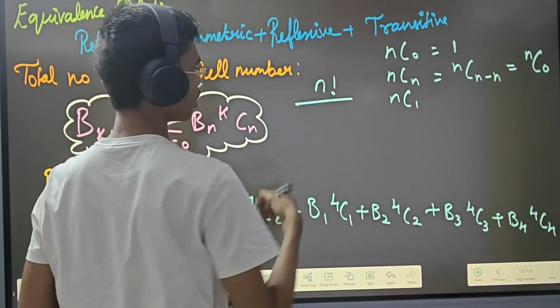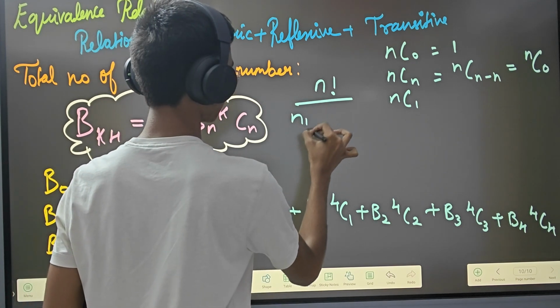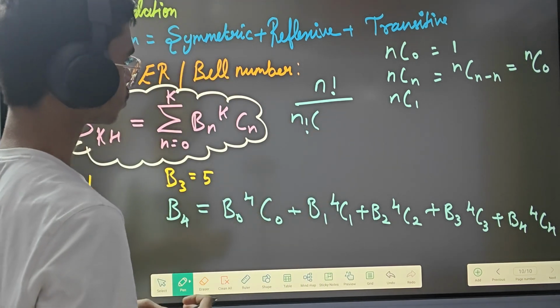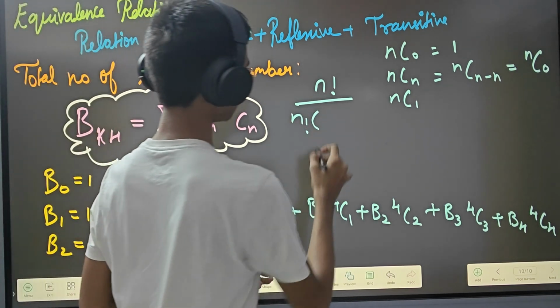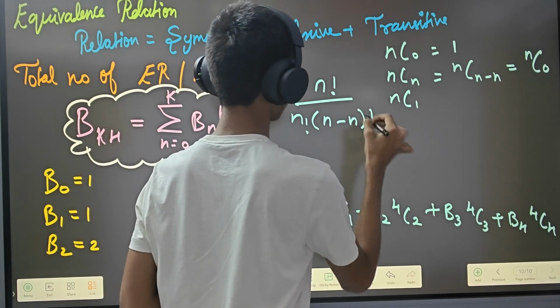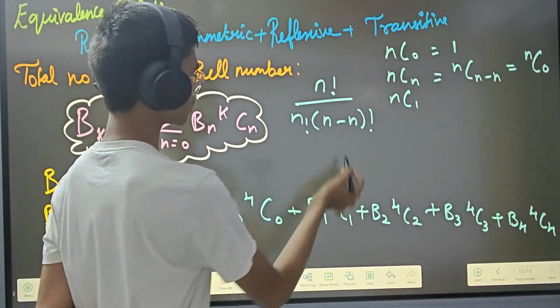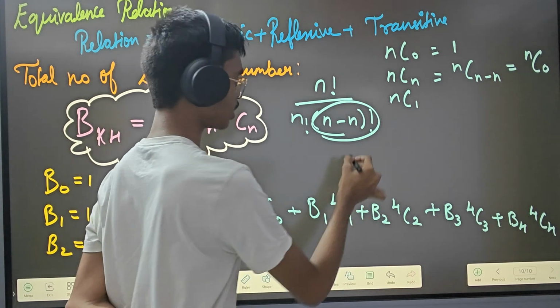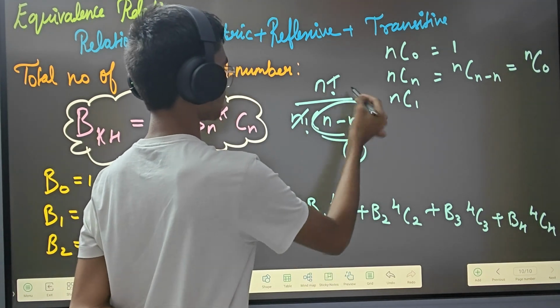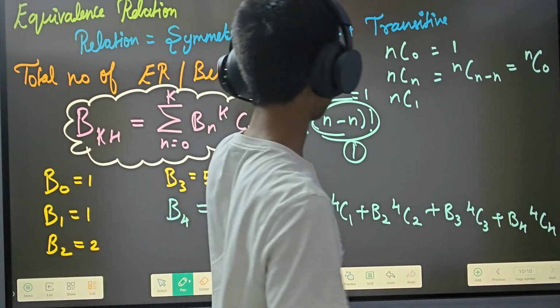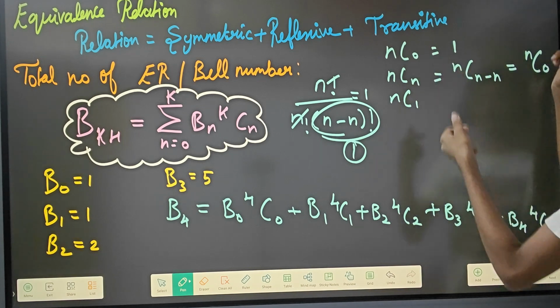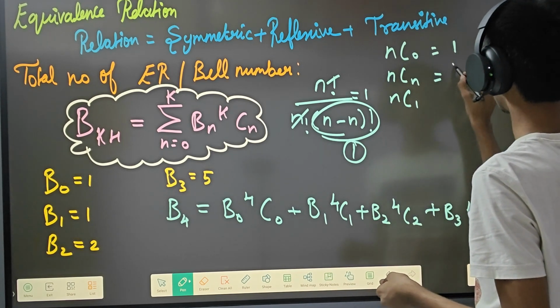n factorial by n factorial into (n minus n) the whole factorial, like that. Which is going to be 0 factorial. So 0 factorial is equal to 1. So this and this you can cancel, which is also equal to 1. Okay, so this is also equal to 1.